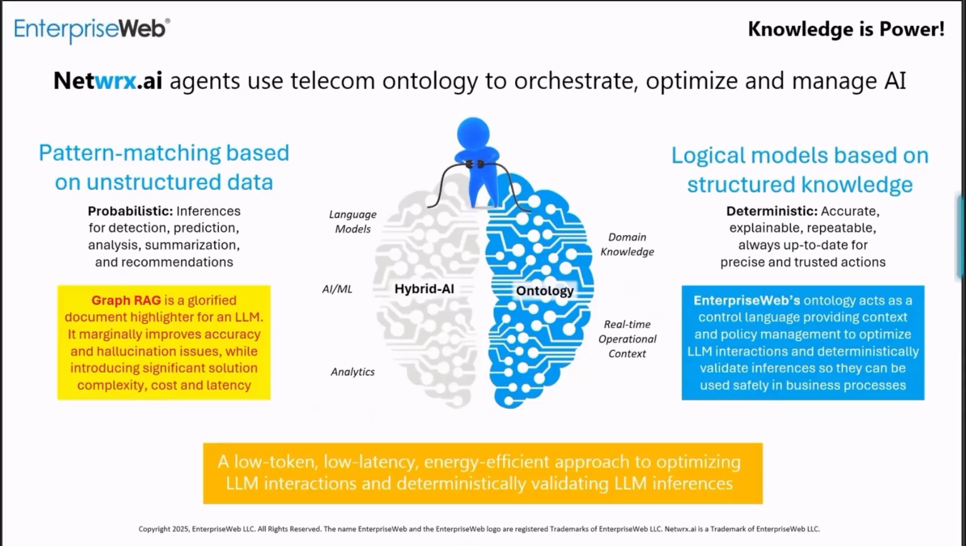When the LLM responds, if we don't understand it deterministically, we push it back to the LLM with another 3 to 5 tokens, and we do that maybe 3 or 4 times until we can actually resolve what the LLM inference is, validate it deterministically, and then use it safely as an input in a controlled process. So it's a low-token, low-latency, energy-efficient approach to optimizing LLM interactions.